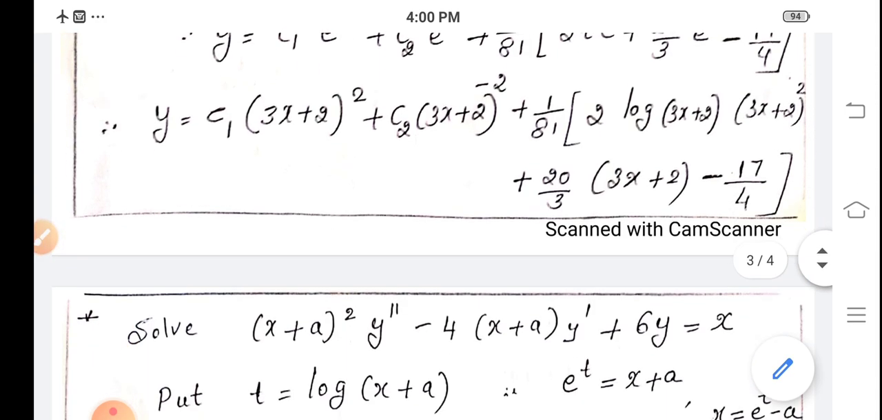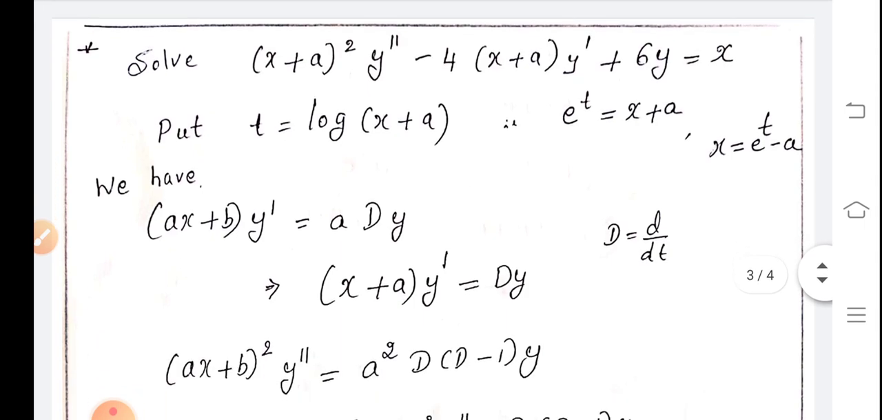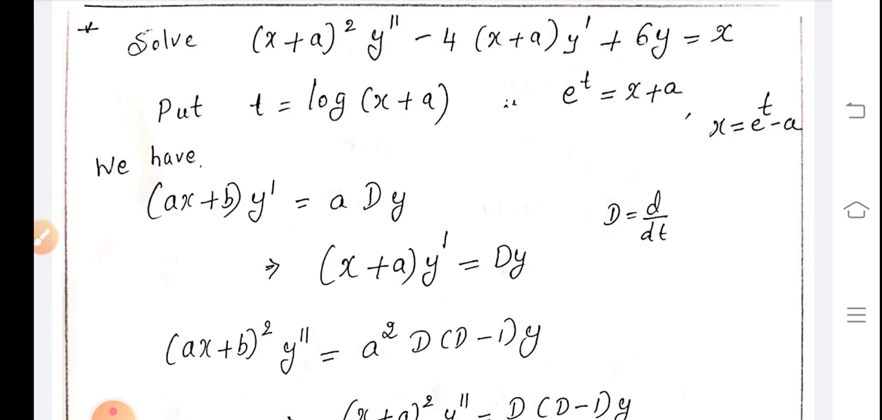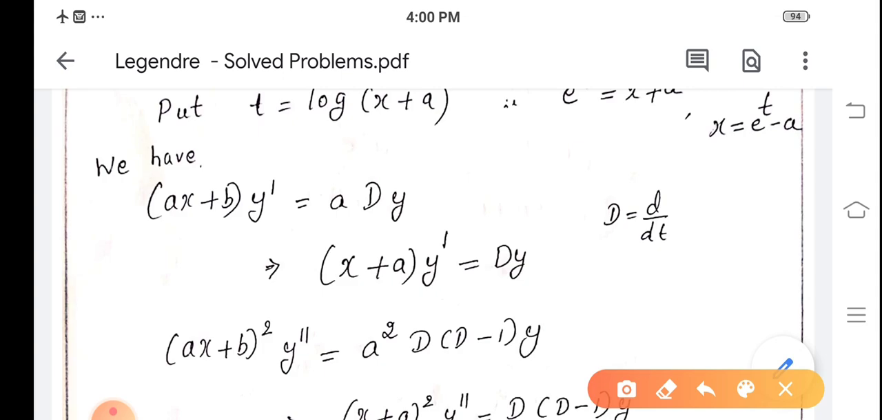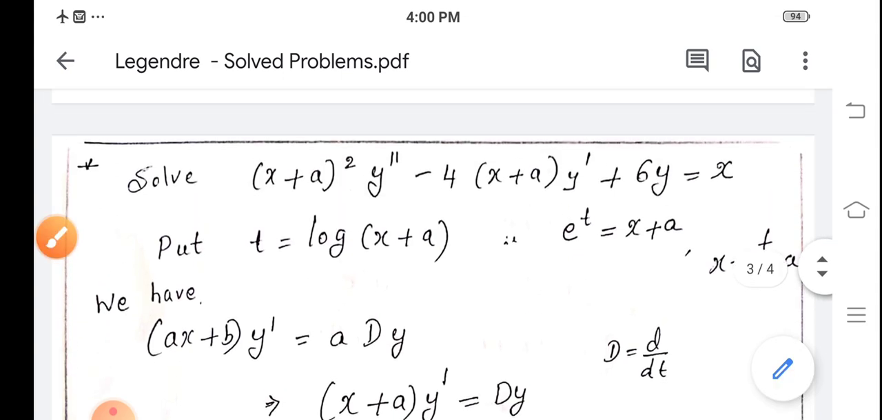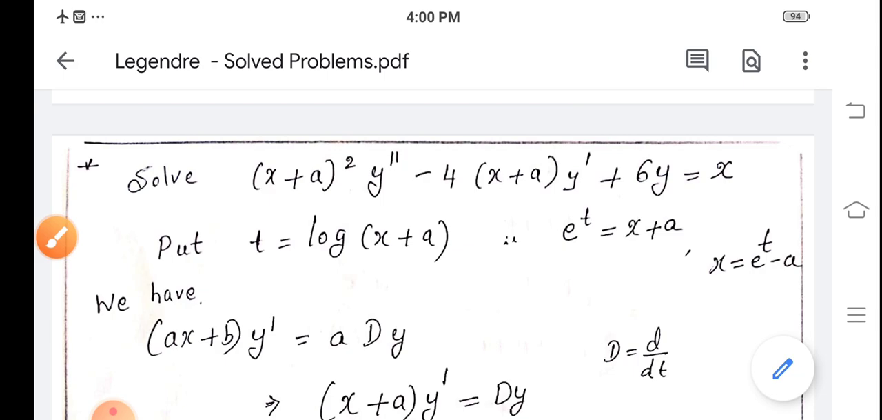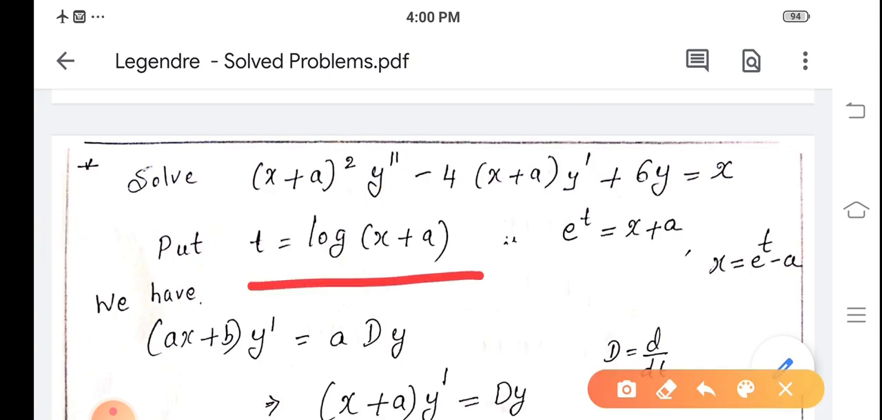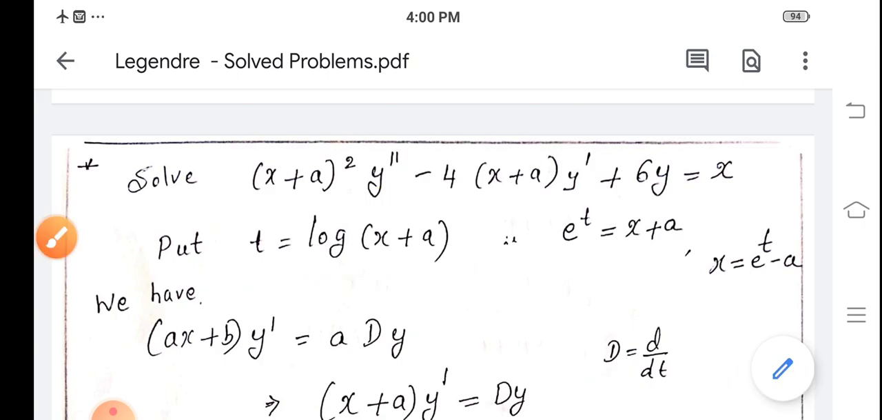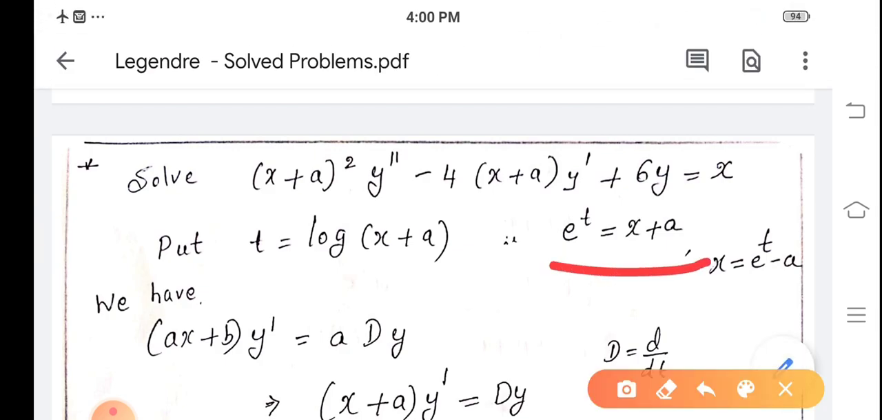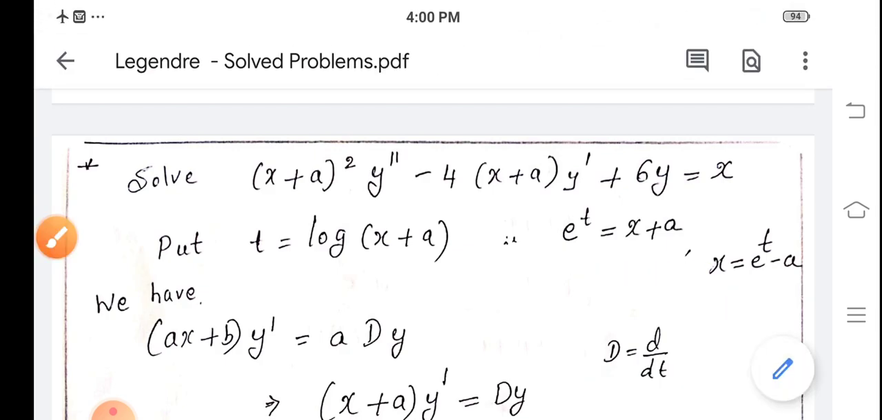Now I will explain one more problem on Legendre's equation. The problem is: solve x plus a whole square into y double dash minus 4 into x plus a into y dash plus 6y equal to x. This equation is of Legendre's form, but here in the given equation we have x plus a. So we are taking the substitution t is equal to log of x plus a. Then e power t is x plus a and x becomes e power t minus a.